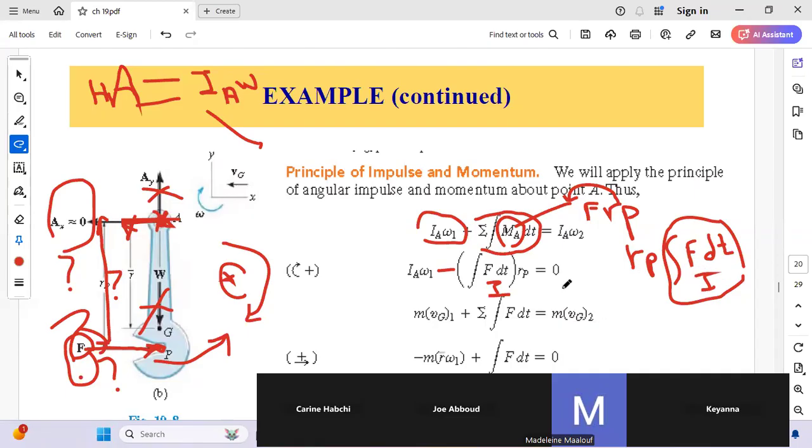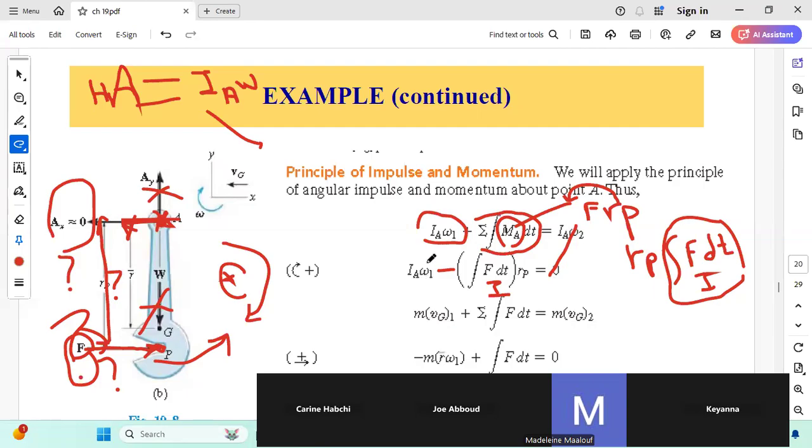Now, at the final state, you have a plastic collision and your system will stop. They said that your system will collide with the box, and due to the plastic collision, it will stop there. So omega 2 is equal to 0. Okay. Now, you got your first equation.